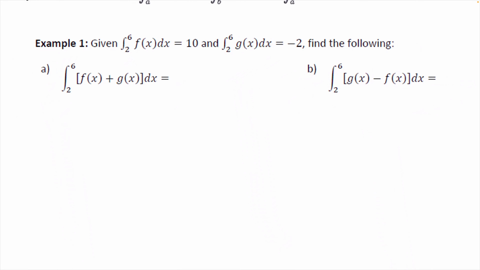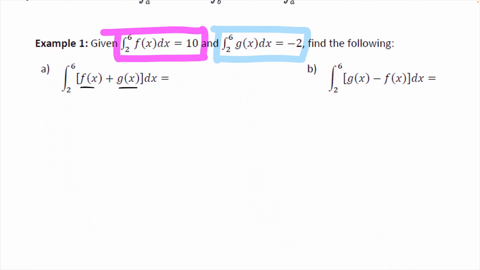So I'm finding the area from 2 to 6 for f of x plus g of x. There are 2 different functions, and they both have the same bounds. Up here, they tell you a little bit too. They say that's true, and that's true. So, in other words, they're asking you, what is the area from 2 to 6 for f of x dx, plus what's the area from 2 to 6 for g of x dx.